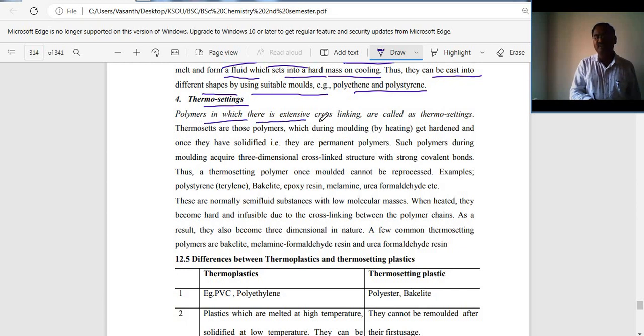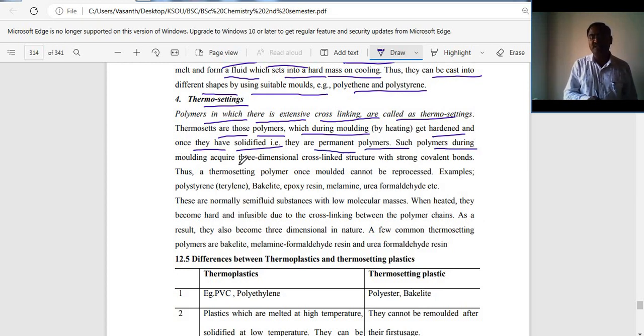Thermosetting polymers are polymers in which there is extensive cross-linking. Thermosets are those polymers which get hardened during molding, and once they have solidified, they are permanent. Such polymers during molding acquire a three-dimensional cross-linked structure with strong covalent bonds. Thermosetting polymers once molded cannot be reprocessed. For example, bakelite, epoxy resin, melamine, urea formaldehyde, etc.